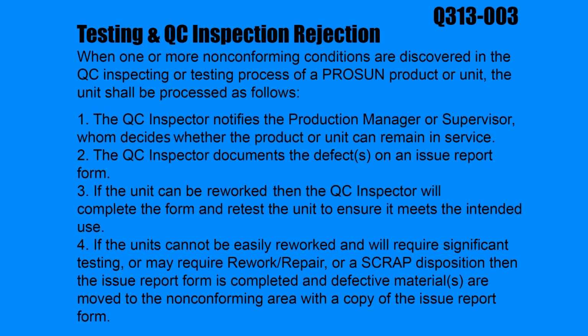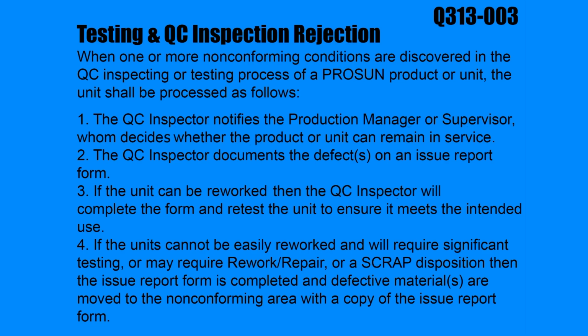When one or more non-conforming conditions are discovered in the QC inspecting or testing process of a ProSun product or unit, the unit shall be processed as follows. The QC inspector notifies the production manager or supervisor, who decides whether the product or unit can remain in service. The QC inspector documents the defects on an issue report form. If the unit can be reworked, then the QC inspector will complete the form and retest the unit to ensure it meets the intended use.